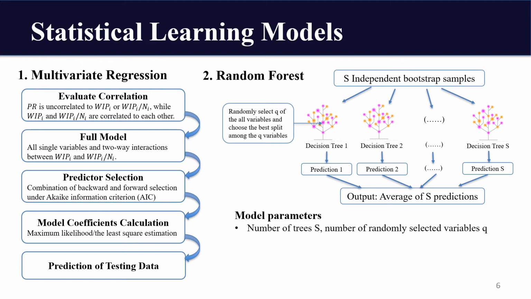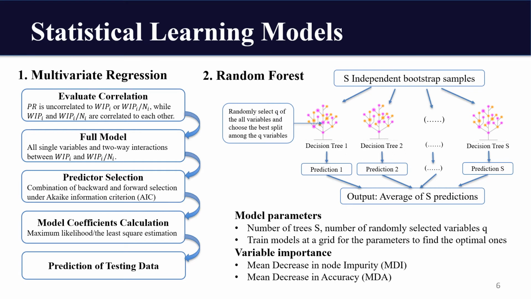In random forest, some model parameters need to be set up before we train it. The two most important ones are the number of trees and the number of randomly selected variables. They have a significant effect on the model performance, so we train the models on a grid of parameters to find the optimal ones. Moreover, random forest has a byproduct measurement called variable importance.